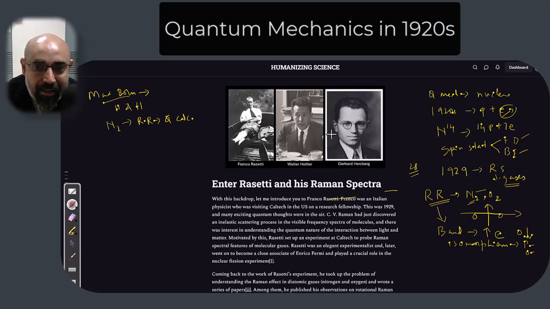These were all early stages. They were all postdocs, you see. They were all very young people. So Heitler and Herzberg are people who were thinking about the problem. What they did was take the rotational Raman spectral features from Rasetti's paper, and they started asking what is the reason for this kind of observation where the even bands were much more intense.